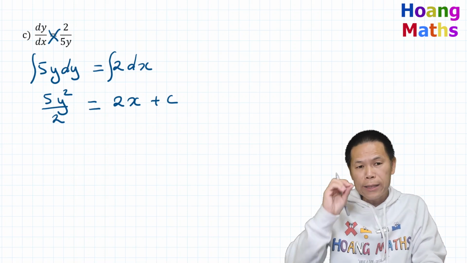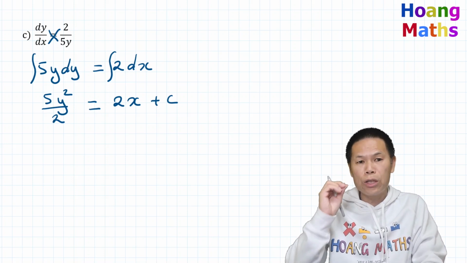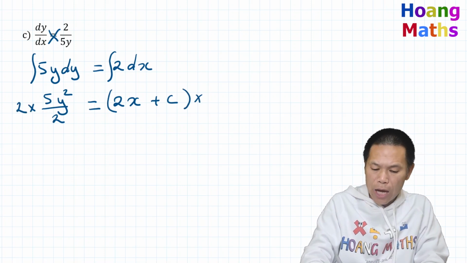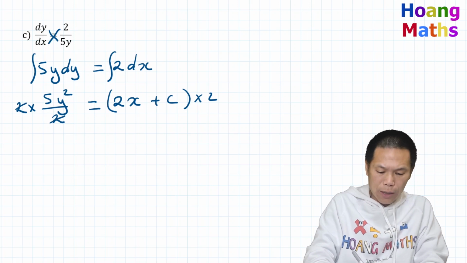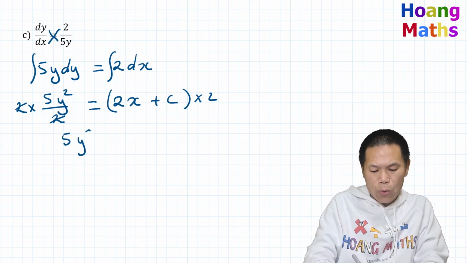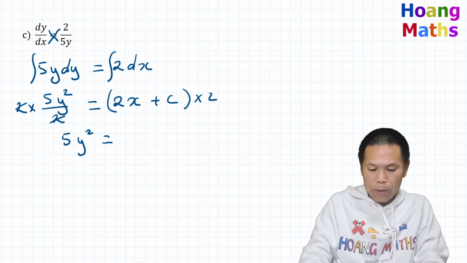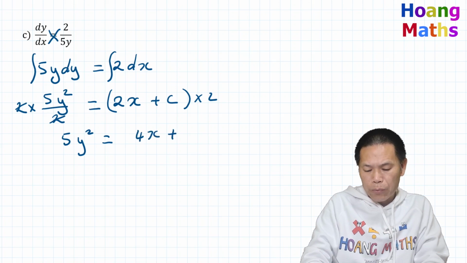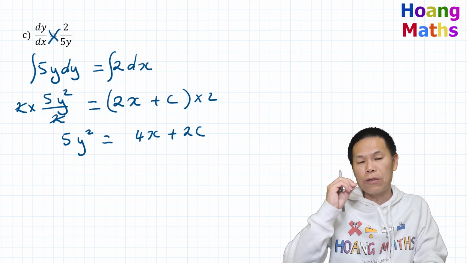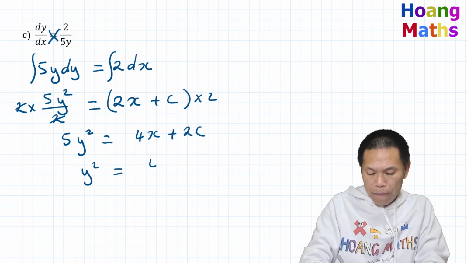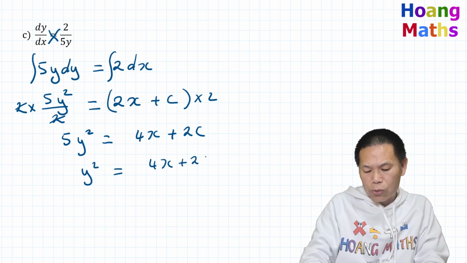Now to solve for y, step number 1, we times 2 first. We need to get rid of fractions. So we times 2 this side. So this, we times 2. So that cancels out. So that becomes 5y squared will give me, so let me just remove the brackets, yes? So that gives me 2 times 2 is 4. So 4x, we add 2c. Then we need to divide it by 5. So therefore y squared is 4x plus 2c over 5.